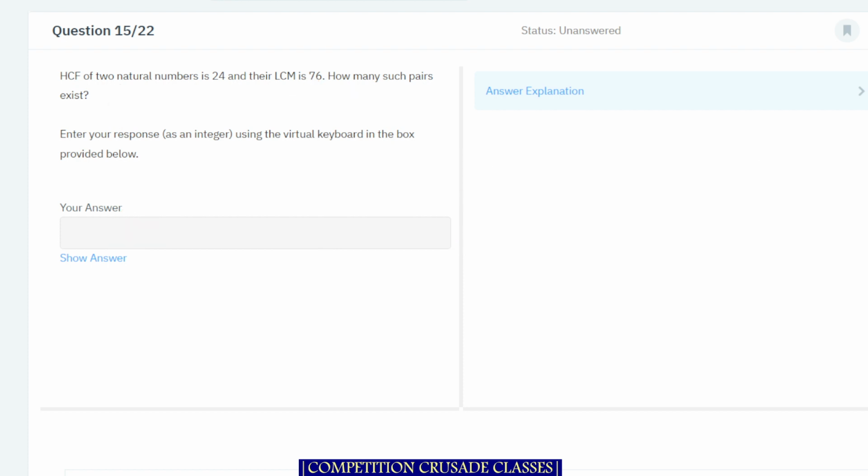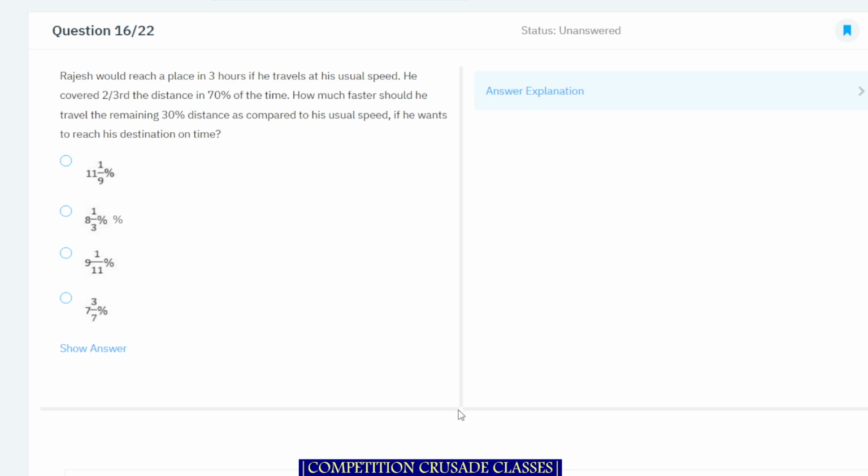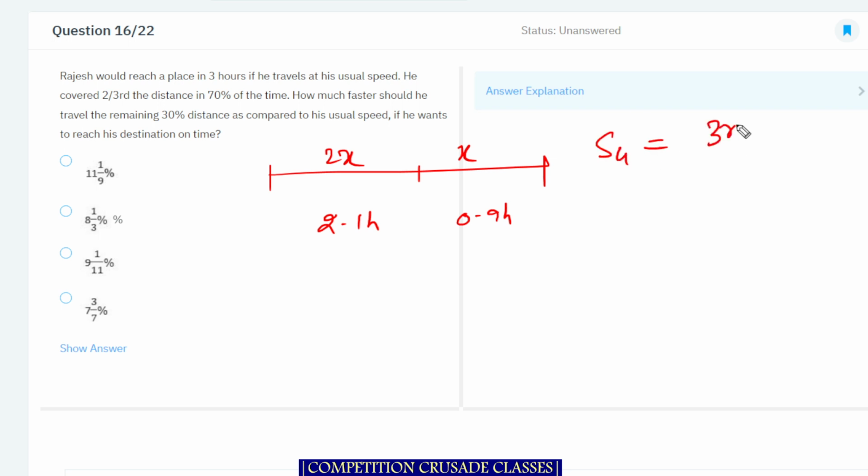Okay, let's go to the next one. Rajesh would reach a place in 3 hours if he travels at his usual speed. He covered 2/3 of the distance in 70% of the time. Okay, let's do this one. Rajesh, 3 hours. Let's understand this. 2/3 is being talked about, right? So I'm saying 2x and x. 2x he can travel in how much? 70% of the time, which is 2.1 hours, and this one is 0.9 hours. Speed usual I can calculate as 3x by 3, which is x.